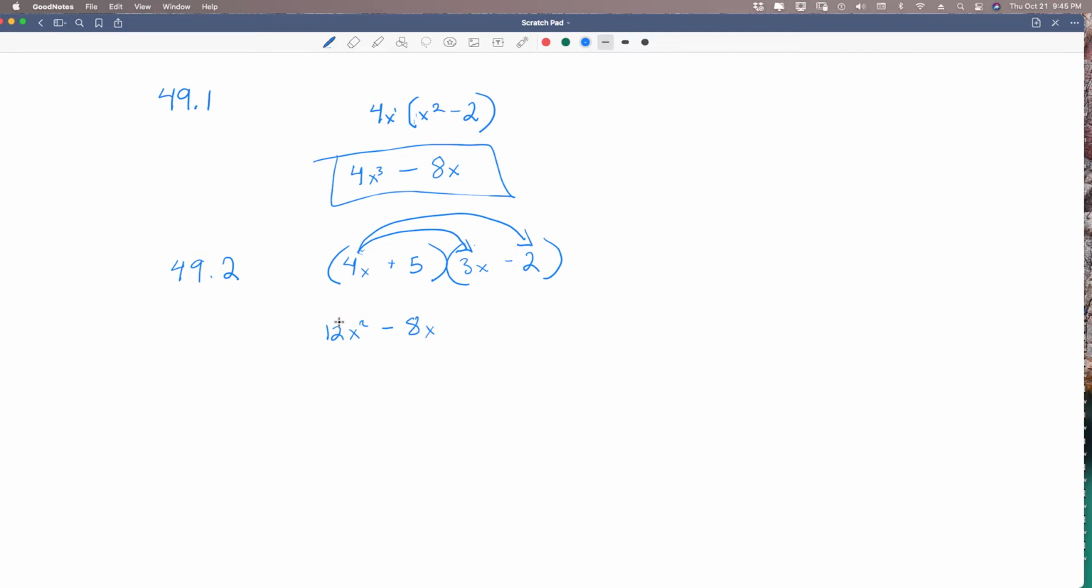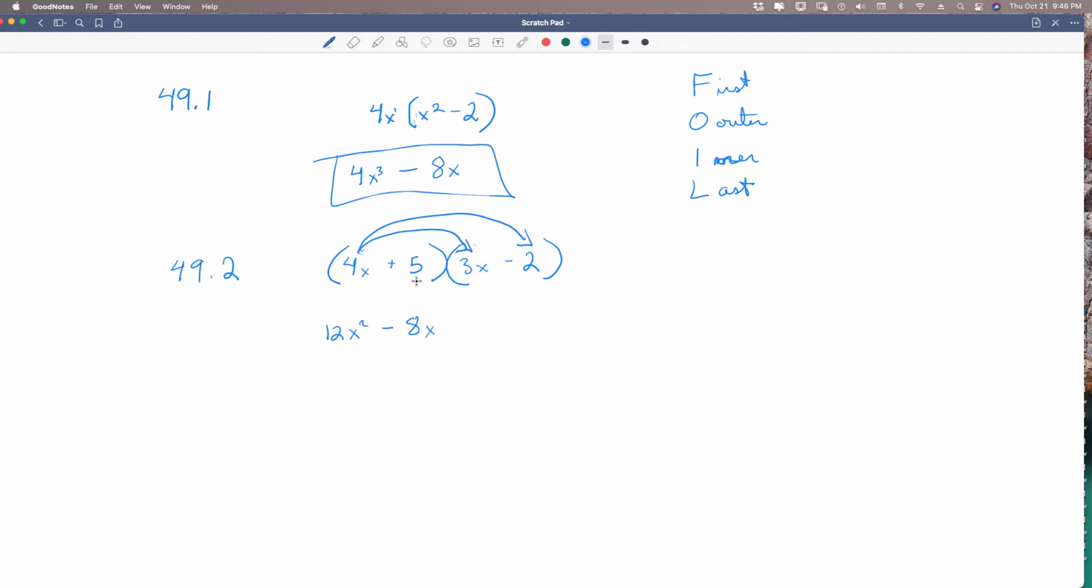This is called first terms. And then this is the outer terms. What we're going to use is something called the FOIL method. And the FOIL method says first, outer, inner, last. So first, outer, inner, last. So first term times the first term, the outer terms times each other.